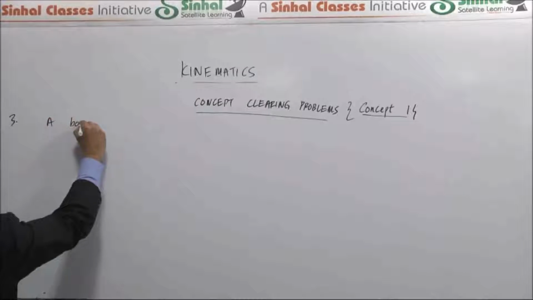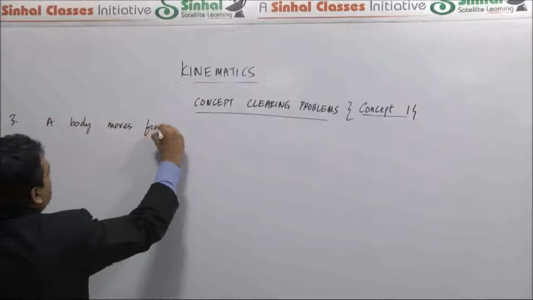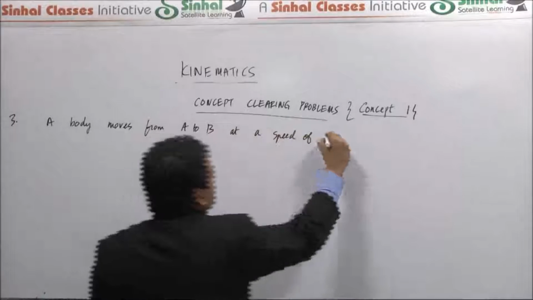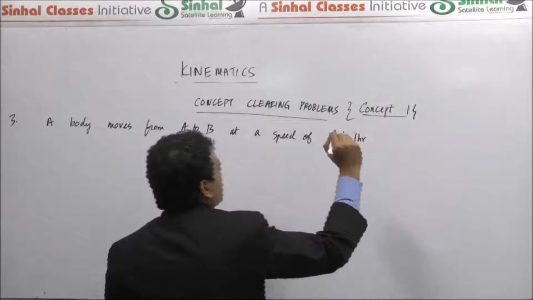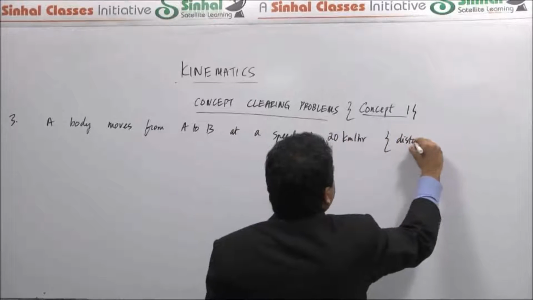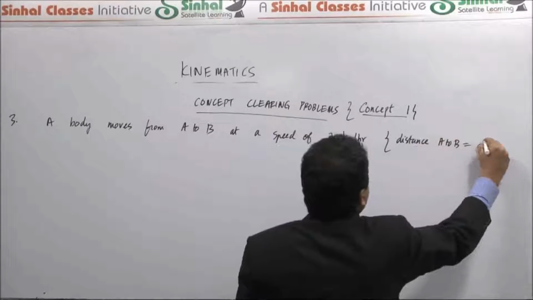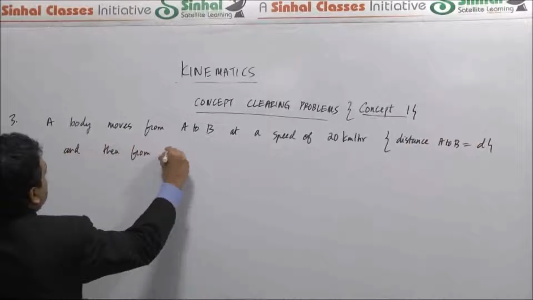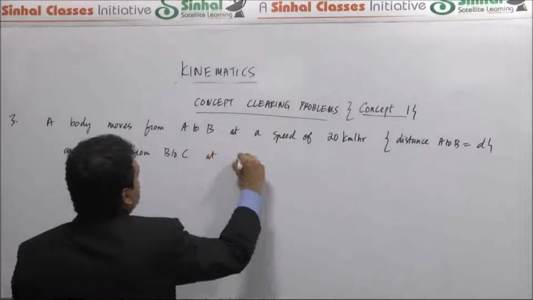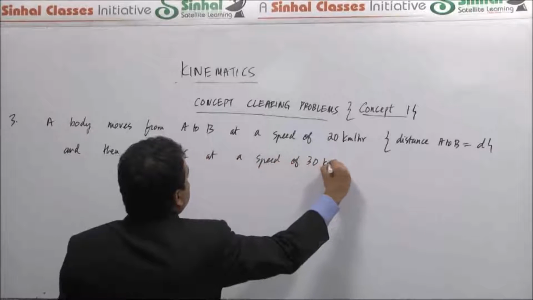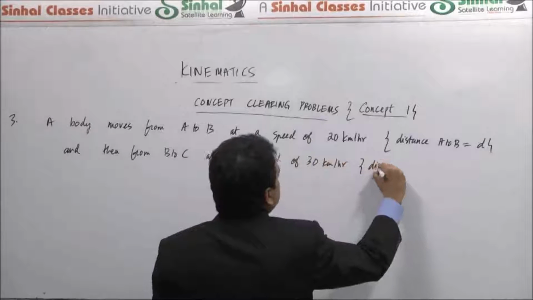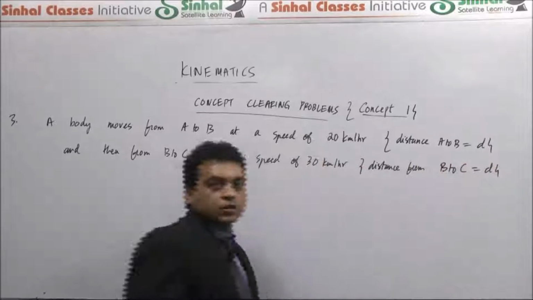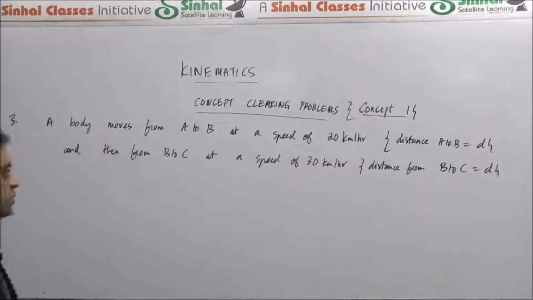So I'll put that up on the board. It says the body moves from A to B at a speed of 20 kilometers per hour, and this is the modification: the distance from A to B is suppose D. And then from B to C at a speed of 30 kilometers per hour, the distance from B to C is also equal to D. So the distance from A to B is equal to the distance from B to C, and let's say that is some D.